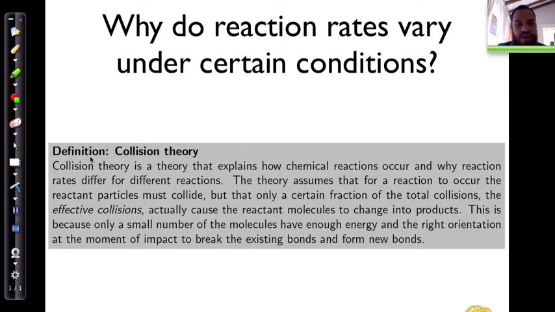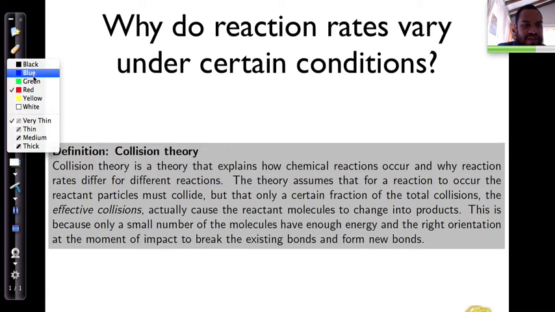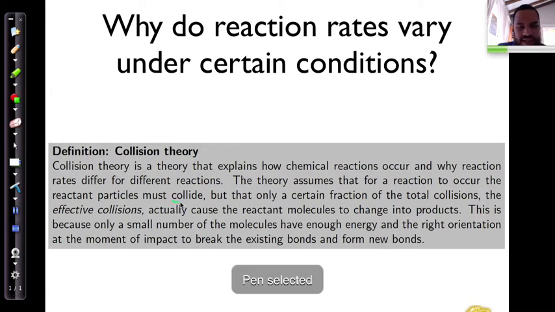Okay, so let's look at the definition of the collision theory. It says, collision theory is a theory that explains how chemical reactions occur and why reaction rates differ for different reactions. The theory assumes that for a reaction to occur, the reactant particles must collide. That's number one. Remember, it's collision theory. That's the first thing that's incredibly important in this definition, is that we require a collision.